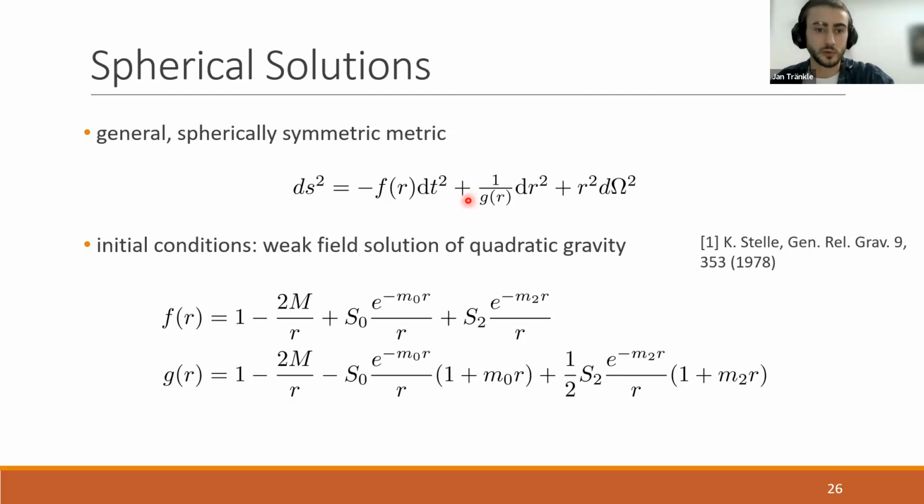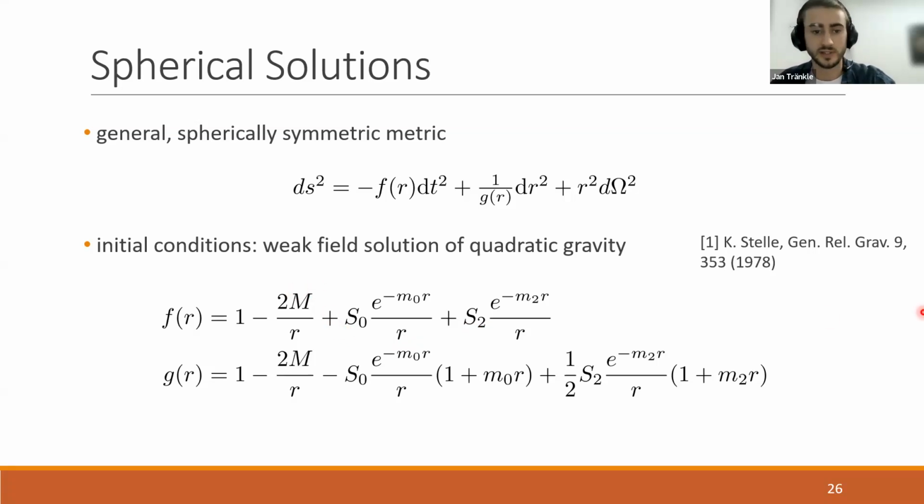So because we want to use numerical integration, we need something to set the initial conditions. And this we will do by using the weak field limit of the quadratic gravity part. This has already been derived in the late 1970s by Stelle in this paper. And these weak field solutions have this general form. So the first term here, 1 minus 2m over r, is just the classical Schwarzschild term. And then we have these two extra corrections, these Yukawa-like terms that decay exponentially. These parameters m0 and m2 represent the masses of the spin 2 and spin 0 modes that appear in quadratic gravity. And the parameters s0 and s2 are free parameters of the solution, like the mass.